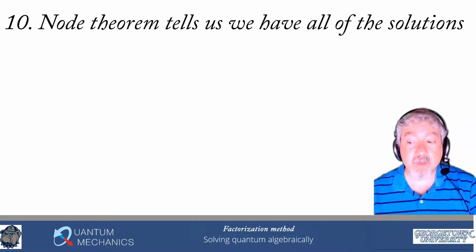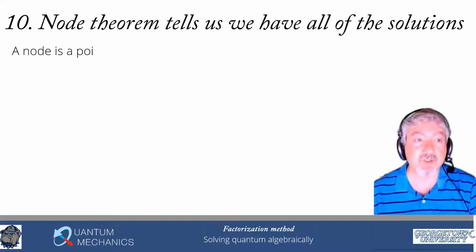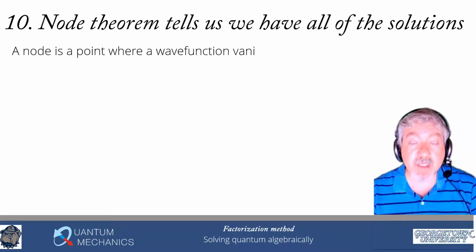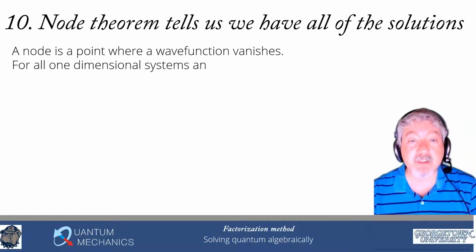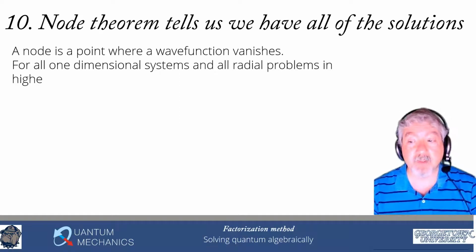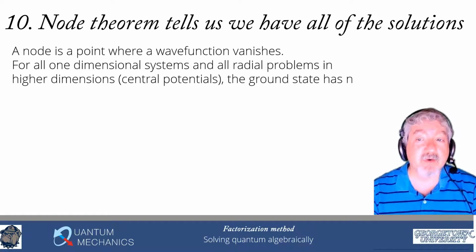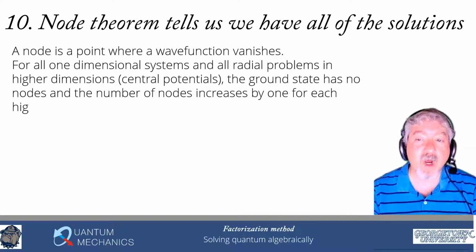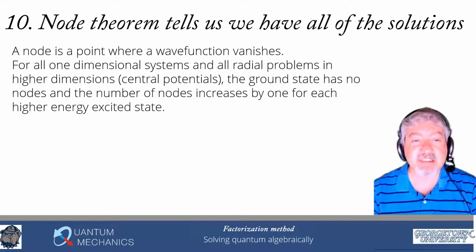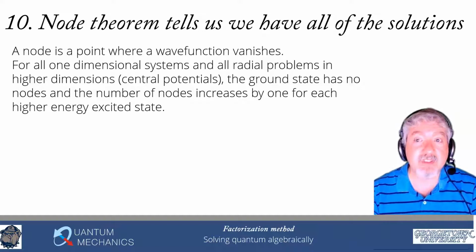All right, the last one that we have for bound states tells us how we know that we have all of the states that we're interested in. It's the node theorem, and it tells us that we have all of the solutions. Let me remind you again, a node is a point where the wave function vanishes, and it turns out for all one-dimensional systems and all radial problems that we're going to be working with in higher dimensions that come from central potentials, the ground state has no nodes, and the number of nodes increases by 1 for each higher energy excited state.